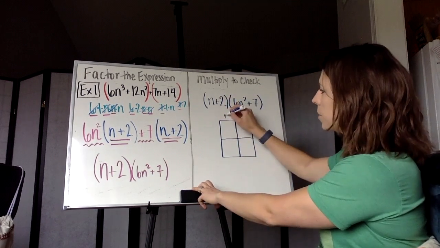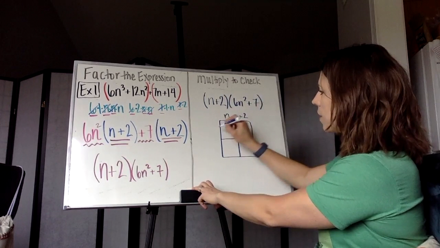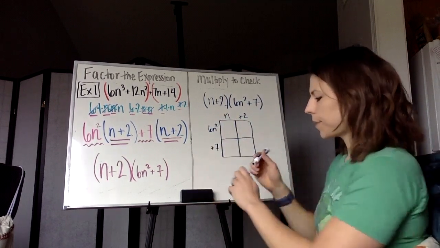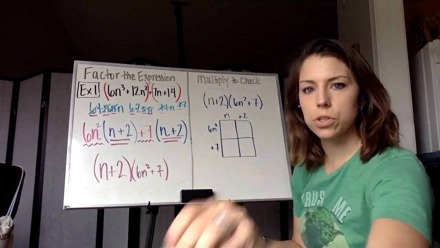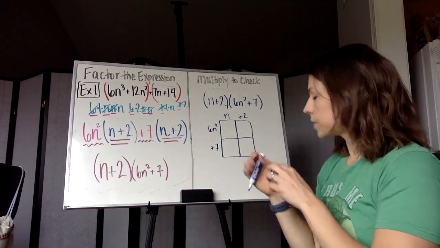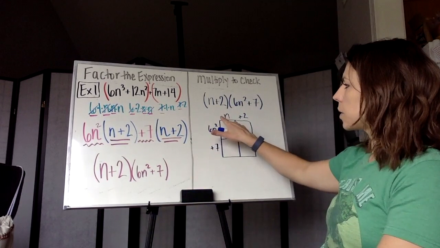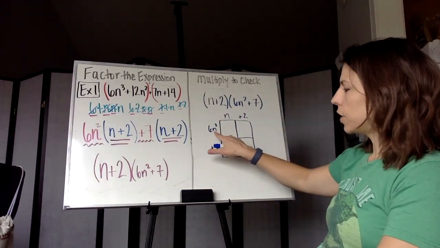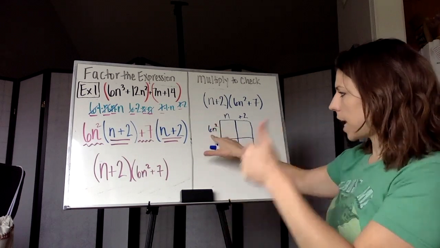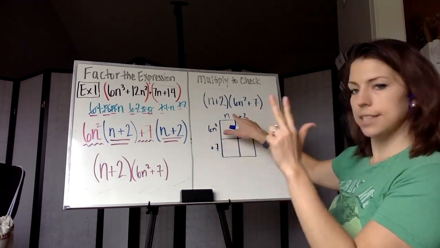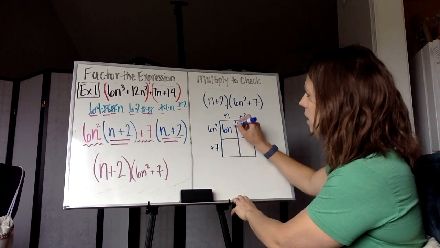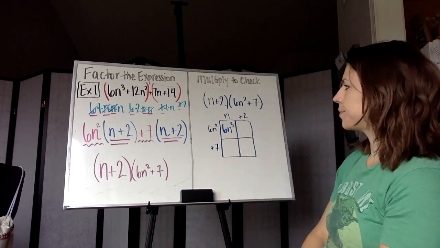Across the top, n plus 2. Down the side, 6n squared plus 7. And then I just multiply each individual term, put the product of those in each box. So 6n squared times n. Well, this is 6 times n times n. So really, this is 6 times n times n times n. That's n to the third power. So this is just 6n to the third power.